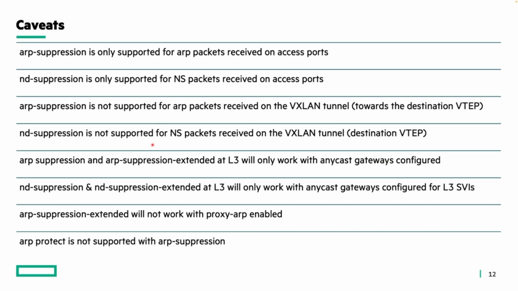ARP suppression and ARP suppression extended at L3 will only work with anycast gateways configured, which we talked about, the active gateway SVIs. The same thing is applicable for ND suppression and ND suppression extended. Also, ARP suppression extended will not work with proxy ARP enabled. Also, ARP protect is not supported with ARP suppression.